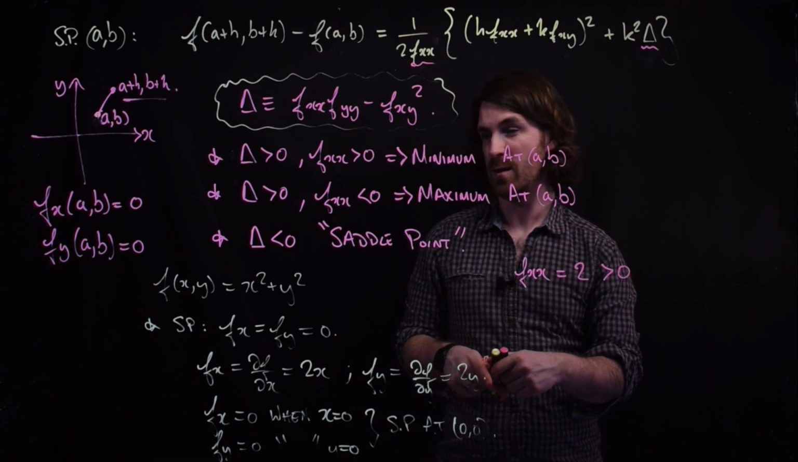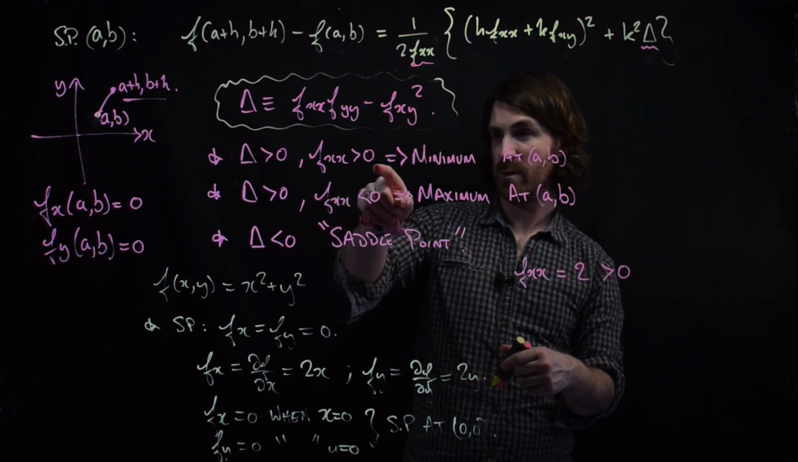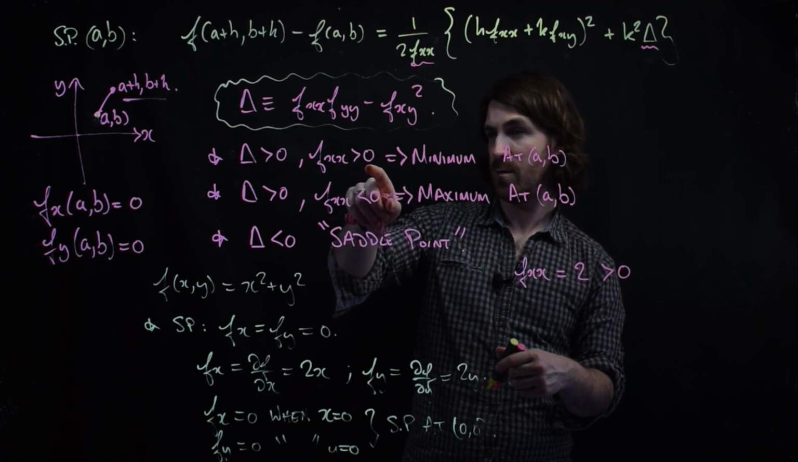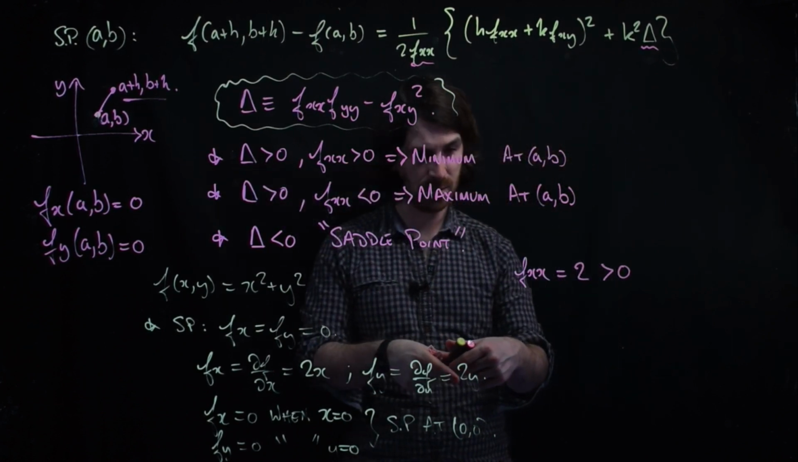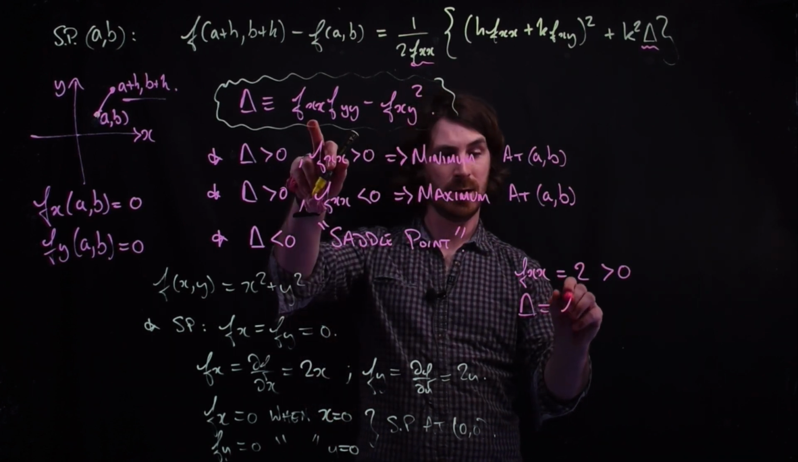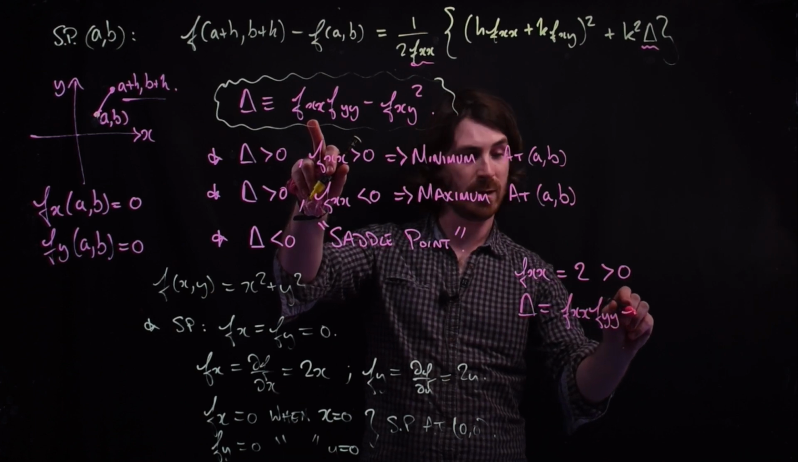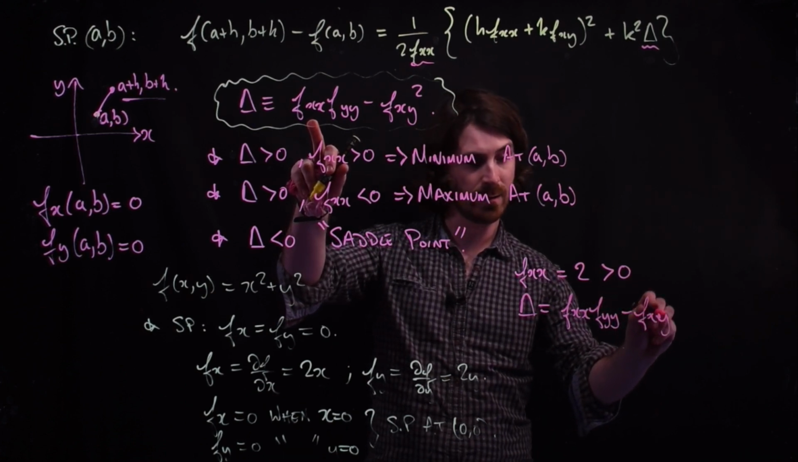Okay, so we're in the position where it could be this one. Okay, but we need to find out what delta is. Okay, so delta equals f_xx f_yy minus f_xy squared.